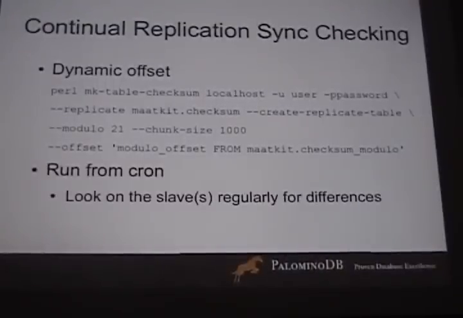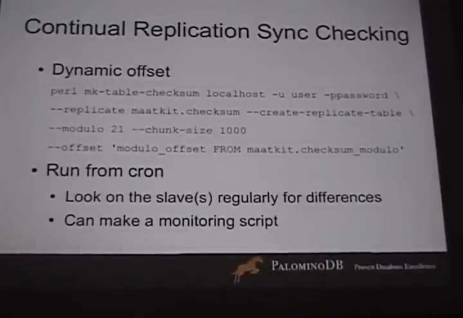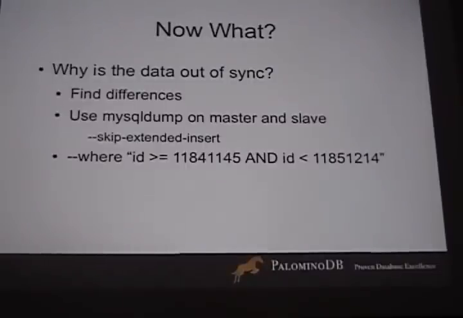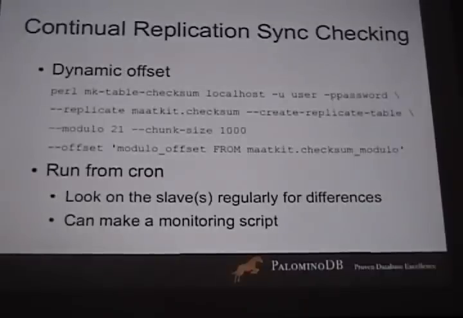You can run it from cron, look on the slave regularly for differences, and you can make a... oh, I didn't show you the script. After this, you would run a query that says update mk-table-checksum modulo, set modulo offset equal to modulo offset plus 1 mod, whatever the modulo is, mod 21. So basically you would run this, and in cron you would have this, and then you would have the insert into MySQL. That would be your cron.